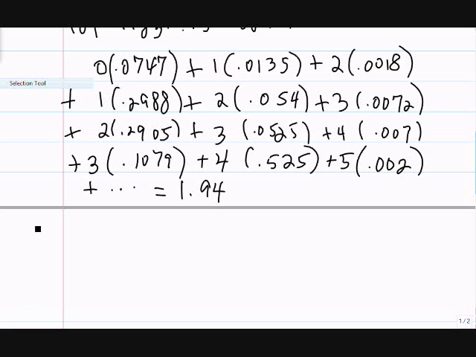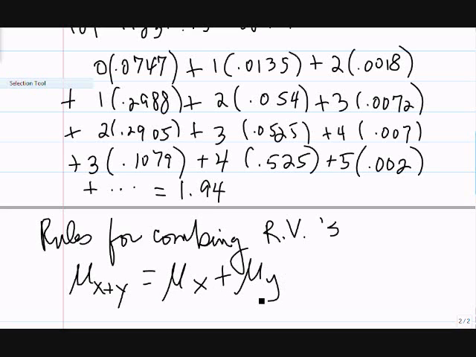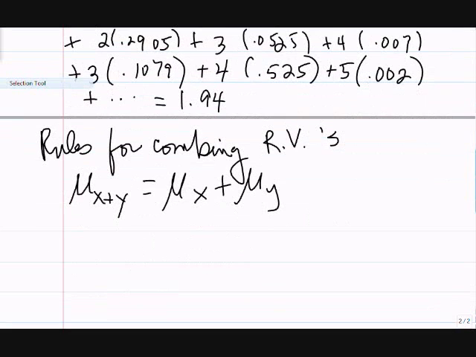Okay, so here we go, rule number 1. The mean rules for combining RVs. The mean of x plus y is the mean of x plus the mean of y. Much easier to do that one by the rules than by trying to find all these combinations and sum them.